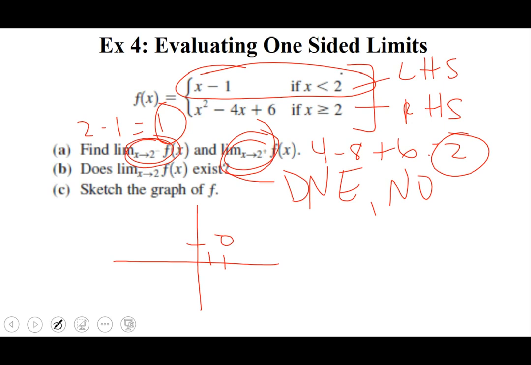Then plug in something less than 2, like 1. 1 minus 1 is 0. Plug in something like 0, you get negative 1. And here is going to be your linear piece, which, of course, x minus 1 should be. To graph the second piece, start at 2. So we know already that when we plug in 2, we're going to get a y value of 2. Plug in 3, plug in 4, plug in 5, and you're going to get piece of a quadratic. Okay, so it's very important that you not only know how to find limits from piecewise functions, but that you can actually graph them when required.